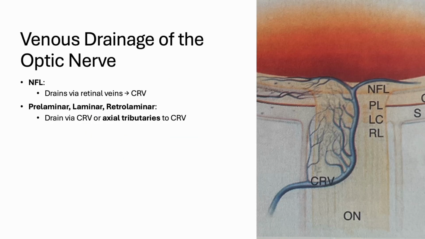Venous drainage of the optic nerve. Venous outflow from the optic nerve is organized in a parallel fashion. The superficial nerve fiber layer drains through the retinal veins into the central retinal vein, or CRV. The prelaminar, laminar, and retrolaminar regions drain either through the CRV or through axial tributaries that feed into it. This balance between arterial supply and venous drainage is essential for maintaining axonal health, especially in a disease like glaucoma that affects optic nerve perfusion.